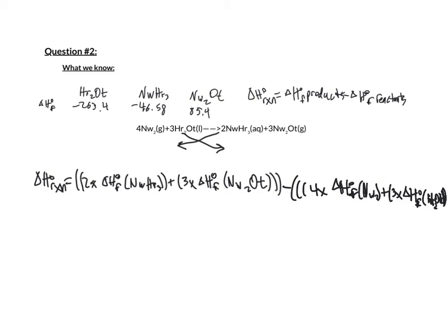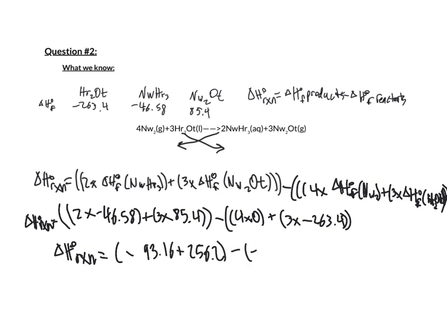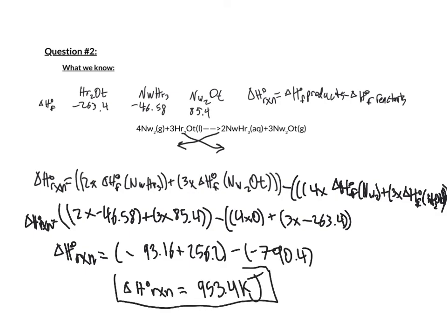We'll plug in our numbers to get 2 times negative 46.58 plus 3 times 85.4 minus 4 times 0 plus 3 times negative 263.4, which leads us to negative 93.16 plus 256.2 minus negative 790.4, leading us to our final enthalpy of the reaction, which is 953.4 kilojoules.